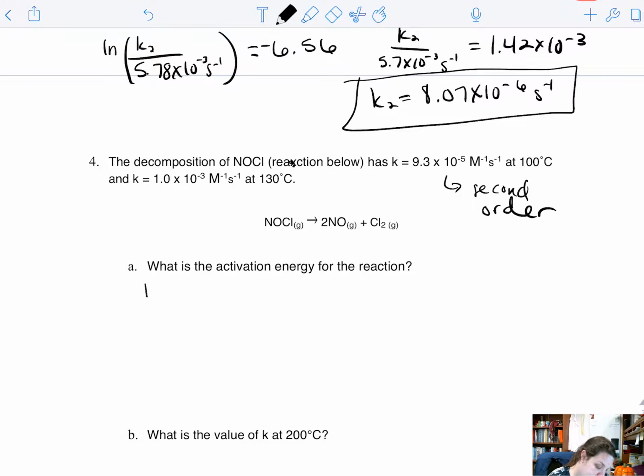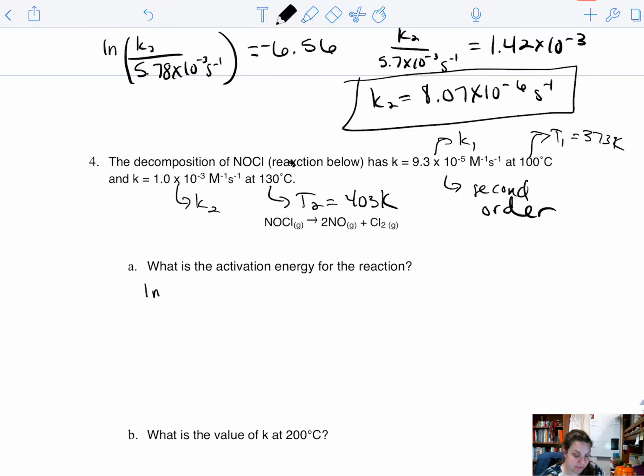So we have, we'll take this as K1, K2, T1, which is 373 Kelvin, T2 at 403 Kelvin. Okay, let's put all these values in.